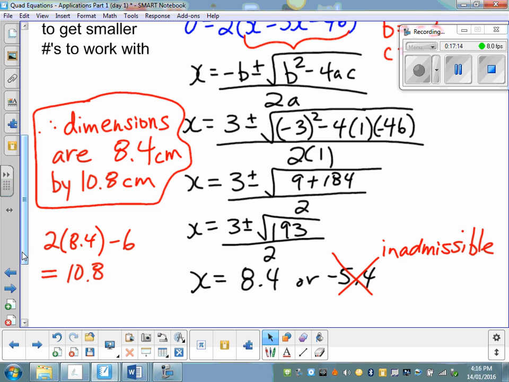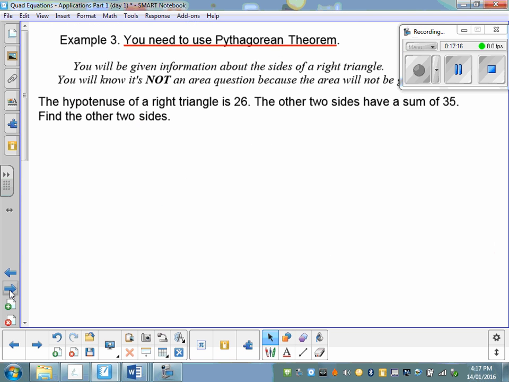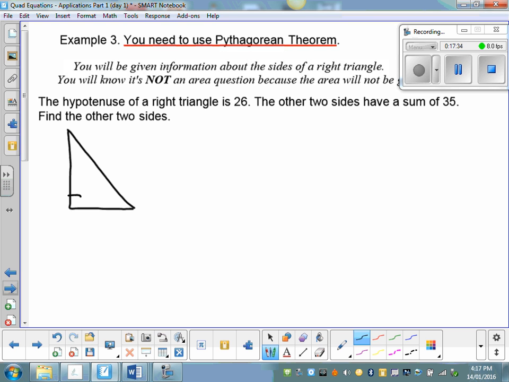All right, one more example. This one involves Pythagorean theorem. You'll know that this is not an area question because it doesn't mention the area in the question. So we'll draw a picture of what we're dealing with here. We've got a right angle triangle. We know that the hypotenuse is 26 units. The other 2 sides have a sum of 35.